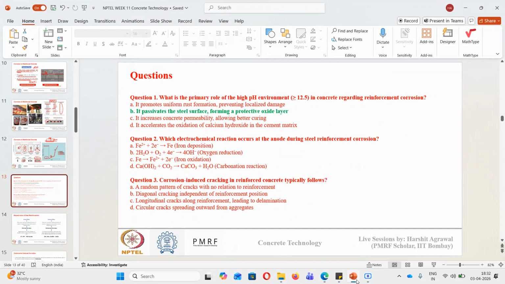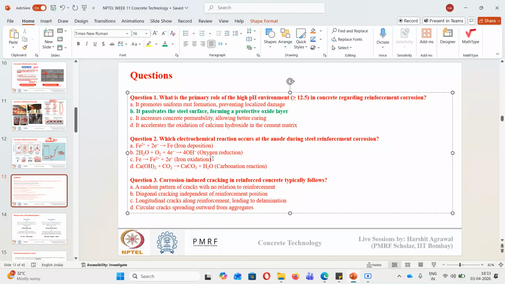Yeah, for the first question, the correct answer is B. Now for the second question, what is the correct answer? C. Answer C. Yes, the correct answer is C.